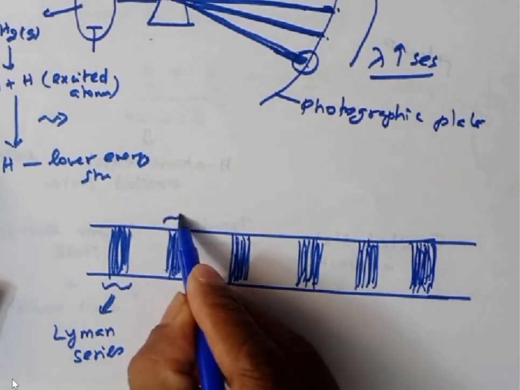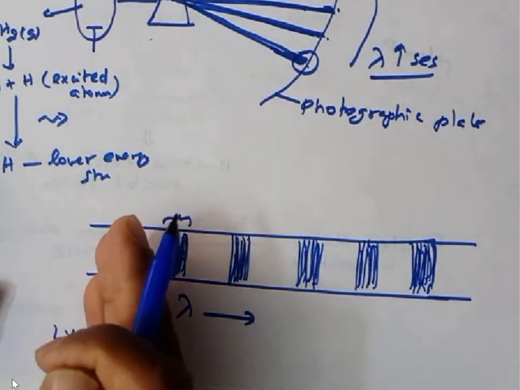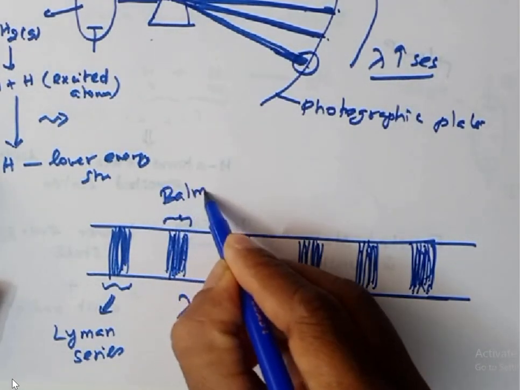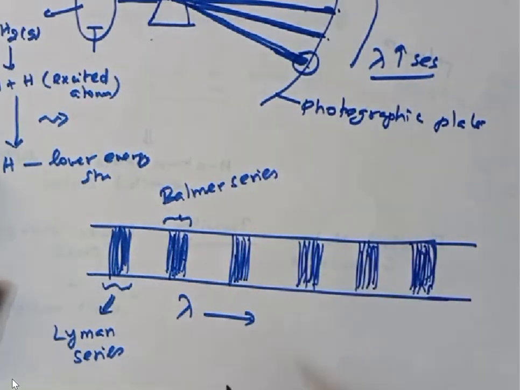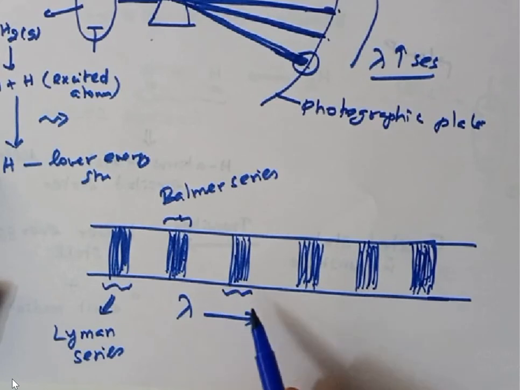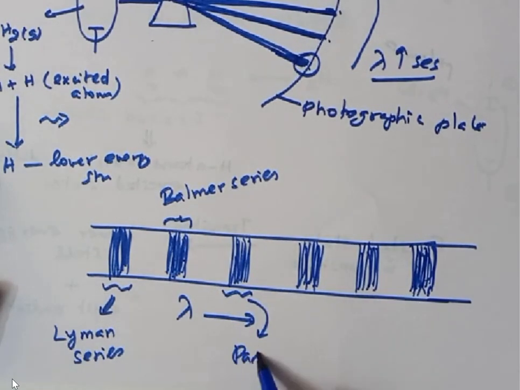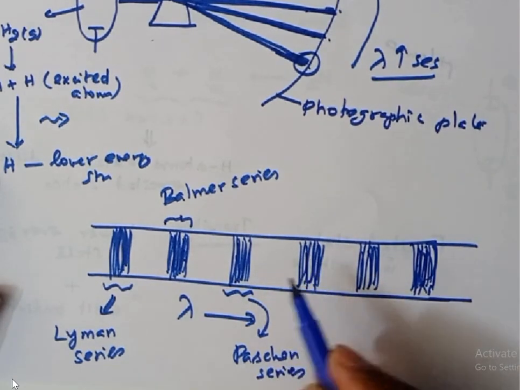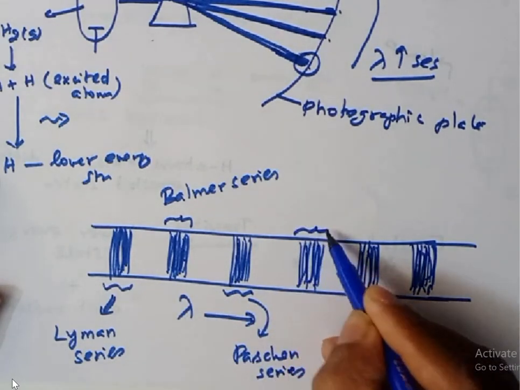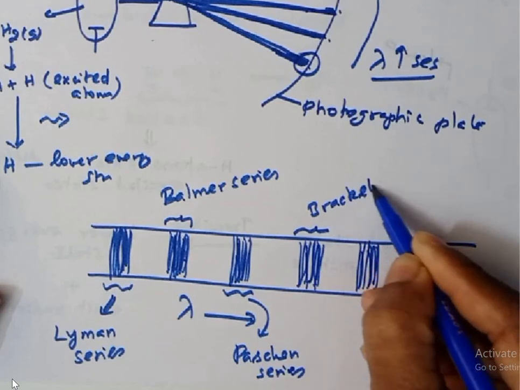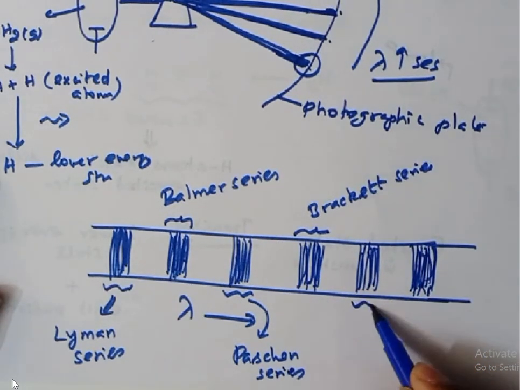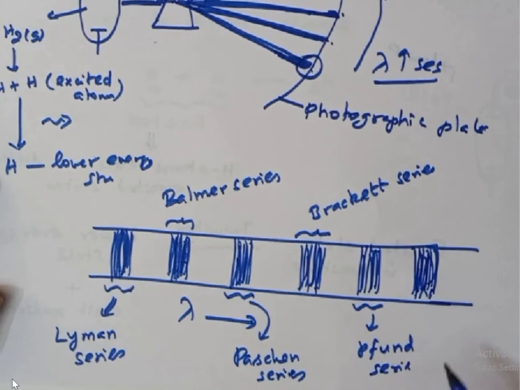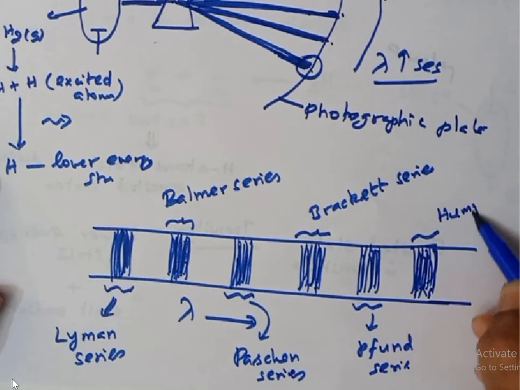Then the next bunch of lines appears a little above the Lyman series. They call this bunch of lines the Balmer series. Lyman, Balmer. Then the third bunch of lines: Lyman, Balmer, then Paschen series. Lyman, Balmer, Paschen. Then Brackett series. Then we have the Pfund series, P-F-U-N-D, Pfund series, then the Humphreys series.